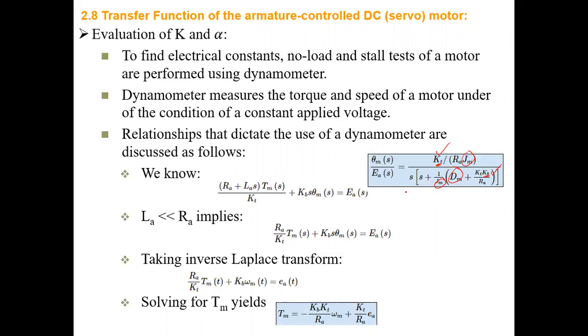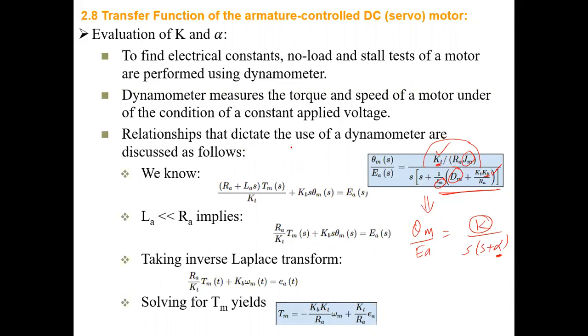So to figure out K and alpha, which is in the form of theta M over theta EA equals K over S plus alpha, okay? So this is K on the top, and you have alpha here on the bottom, right? This guy is alpha. Okay, so now we need to figure out KT and KB.